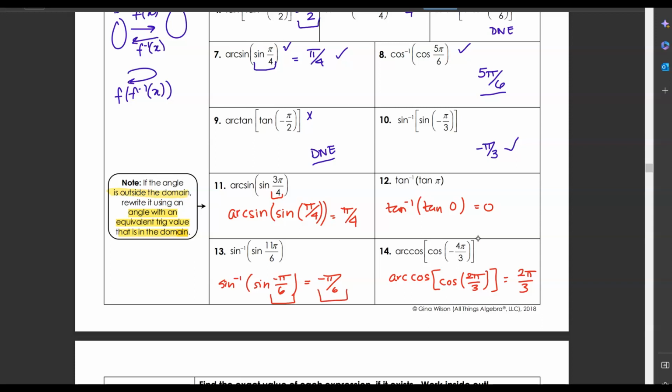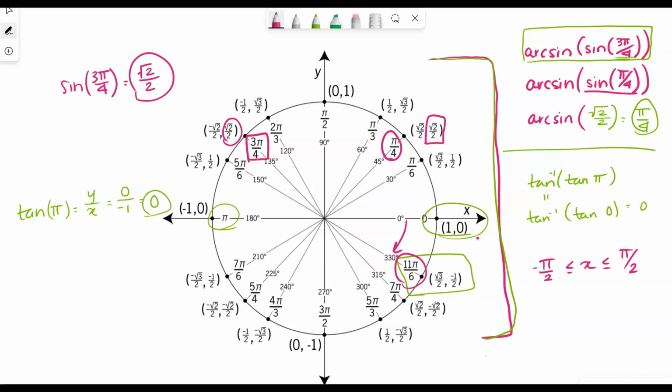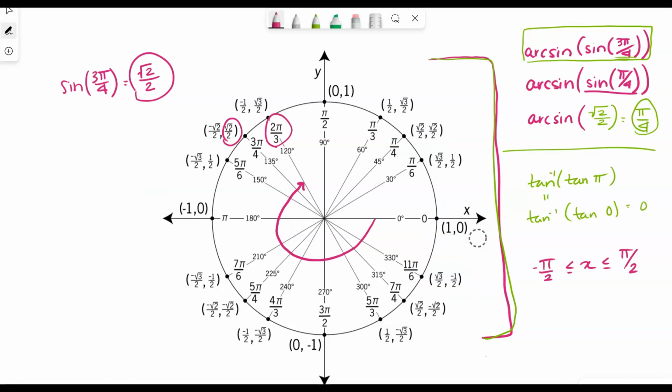So here, when I'm looking at that negative 4 pi over 3, we do want to go back to our unit circle and say, what is that equivalent to? So for that negative 4 pi over 3, we're coming this way. So we're coming this way. All right, so that negative 4 pi over 3 is going to be equivalent to that 2 pi over 3.